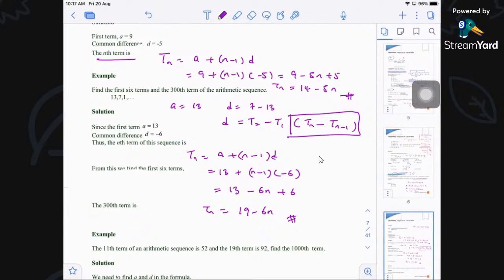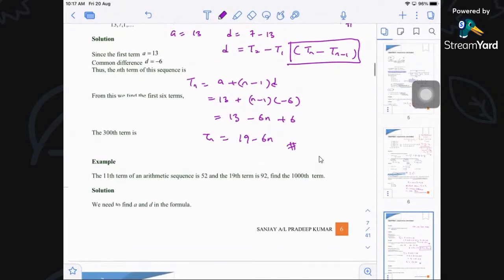Next then. After that, if let's say they want to find the sixth term or the 300th term, I told you already. For T6, you can just substitute: T is 19 minus 6 times 6, which gives 19 minus 36. If you use your calculator, you get negative 17. Now, if I want to find the 300th term, no problem. It's just 19 minus 6 times 300. Work out 6 times 300, then 19 minus that answer. So you get negative 1781. Okay, any problem until there so far?